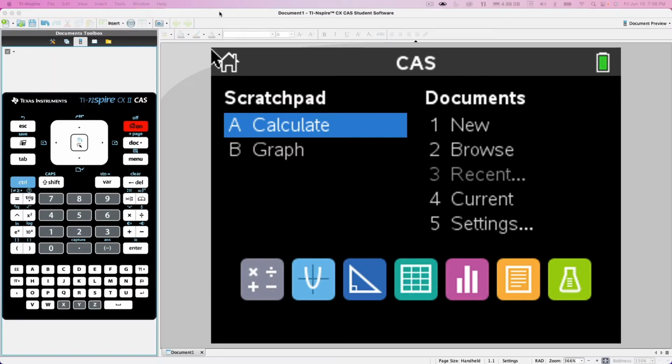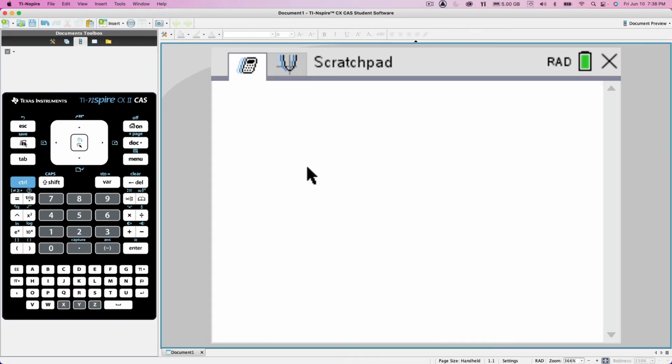Once again, when you turn on your calculator, you'll more than likely have this screen. When you click on your calculator button, you'll be brought to the scratch pad. And again, if you accidentally hit it twice, you'll be brought to your graphing function. You can just hit it again and it'll go right back to your scratch pad.